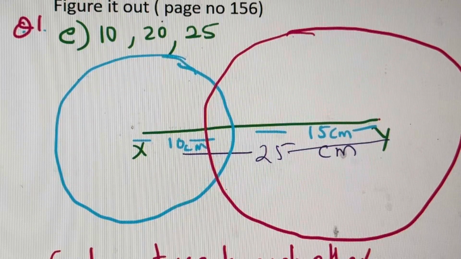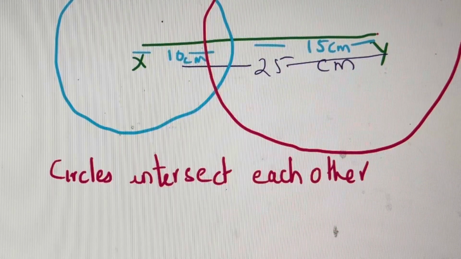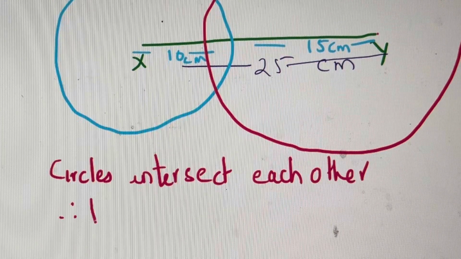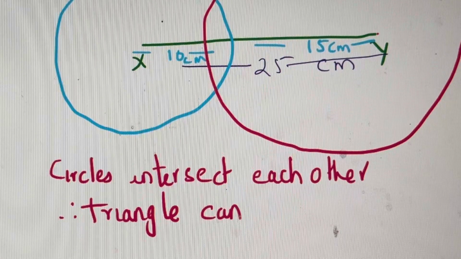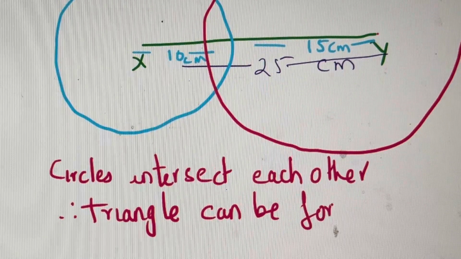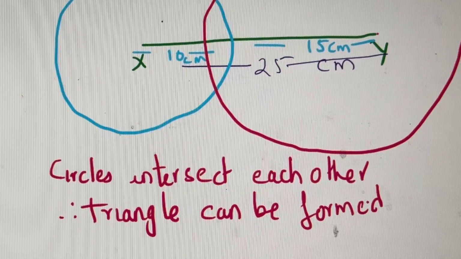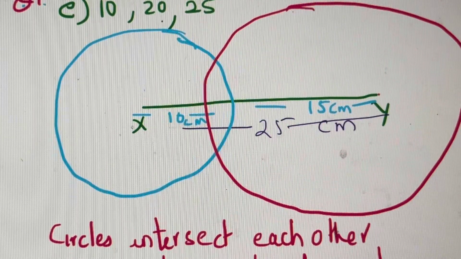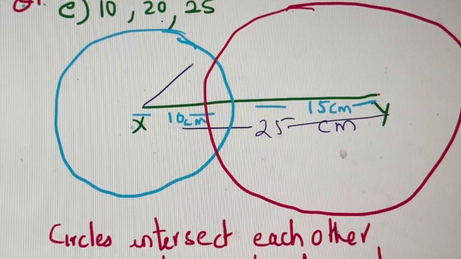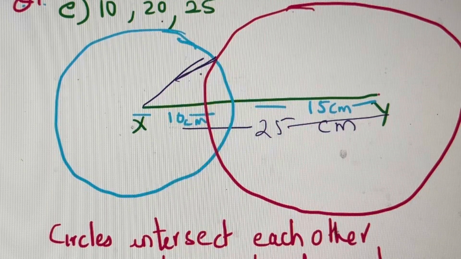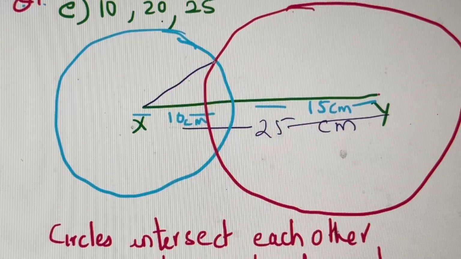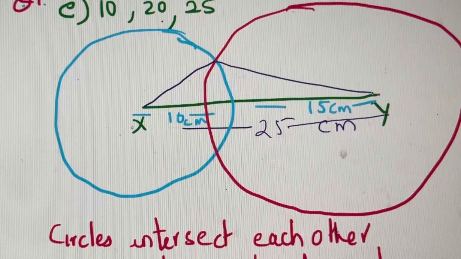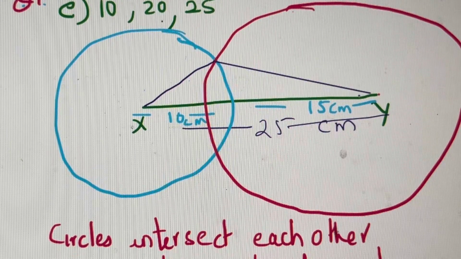Therefore, triangles can be formed. Right? So we take a different color and show this is the meeting point where the two circles intersect. You have to join X till there and from here till Y. So a triangle will be formed.